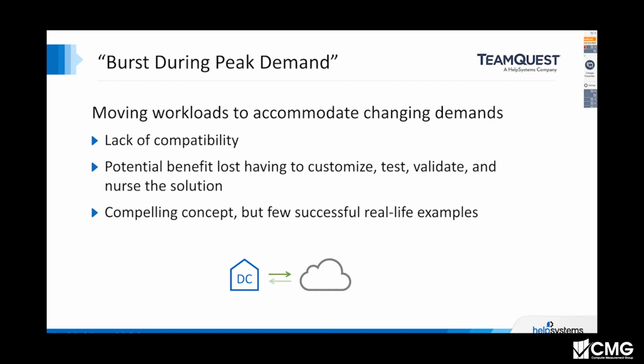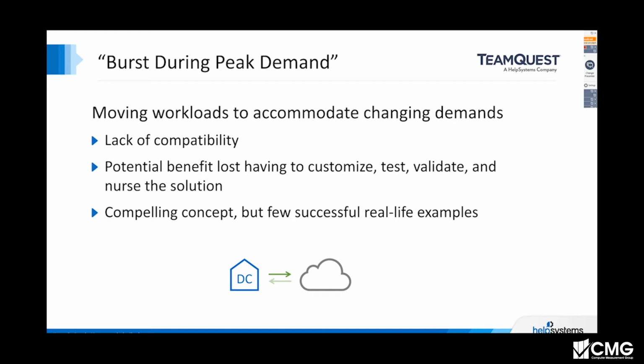It's a very compelling idea and a very compelling scenario, but it's actually quite hard to do. There's a lack of compatibility between private cloud and public cloud, but also between different public cloud solutions. So making sure that your workloads are designed in a way that they can move across different environments is going to be quite expensive, and it's actually going to prevent you from doing a lot of things.